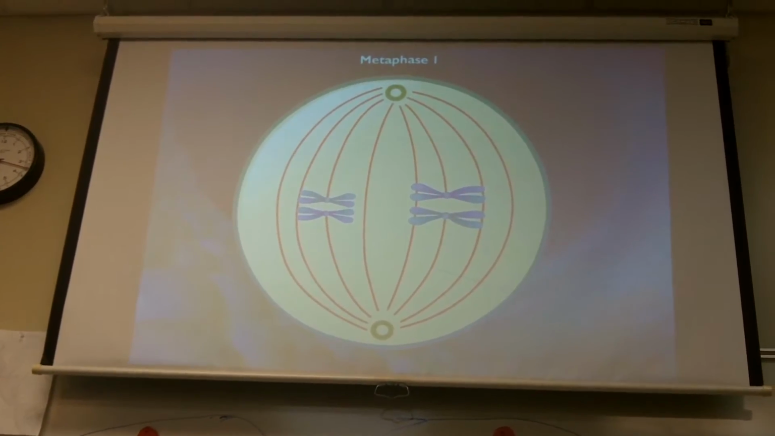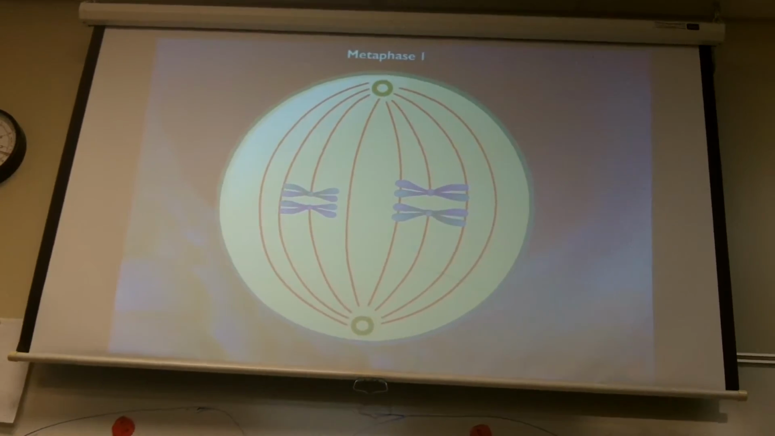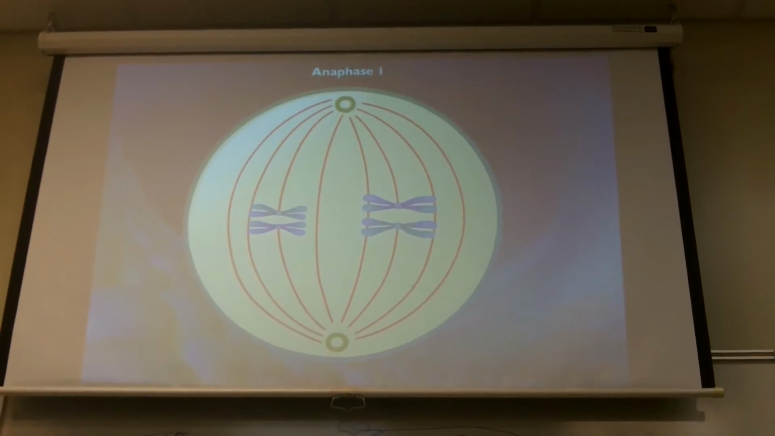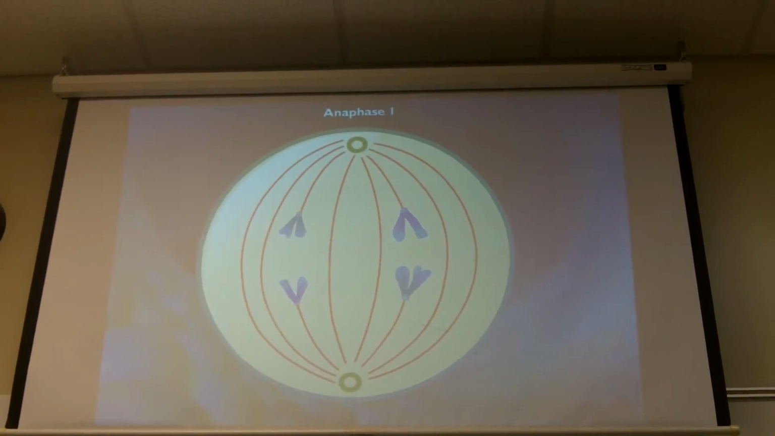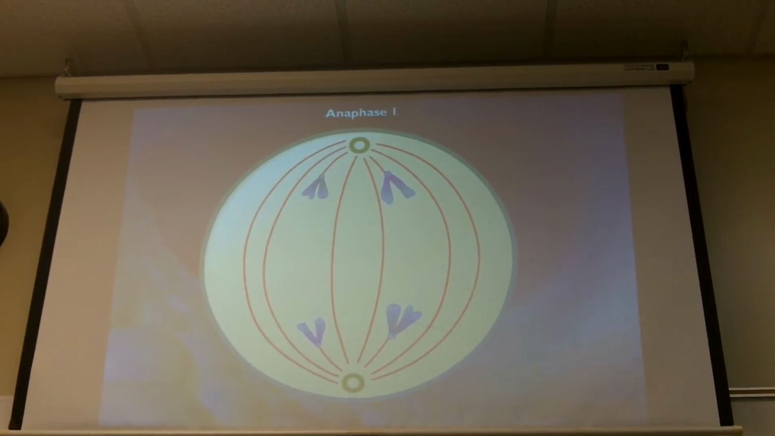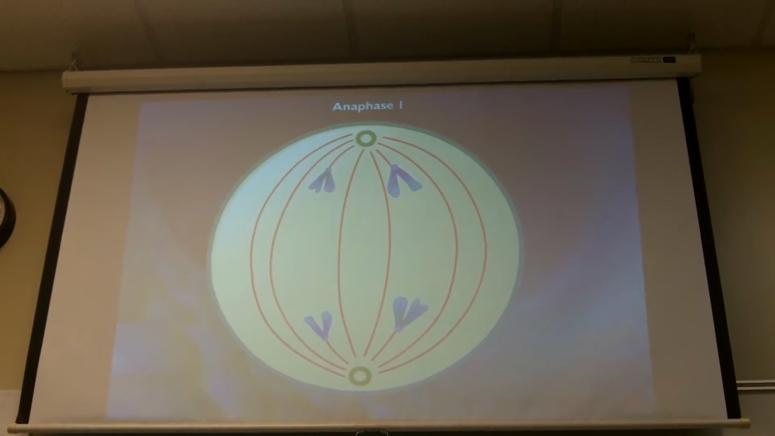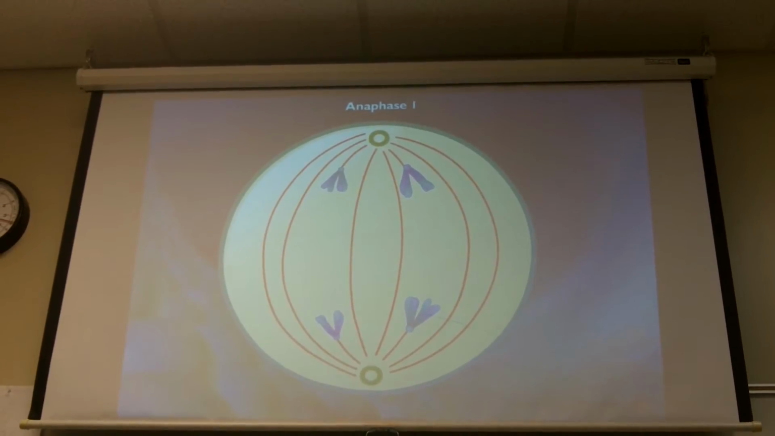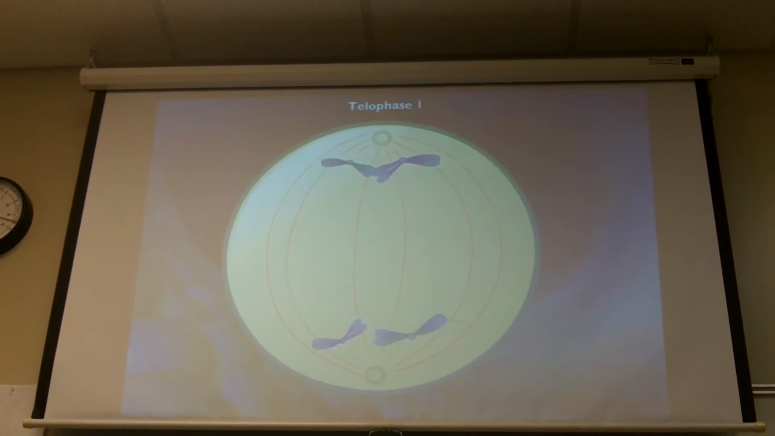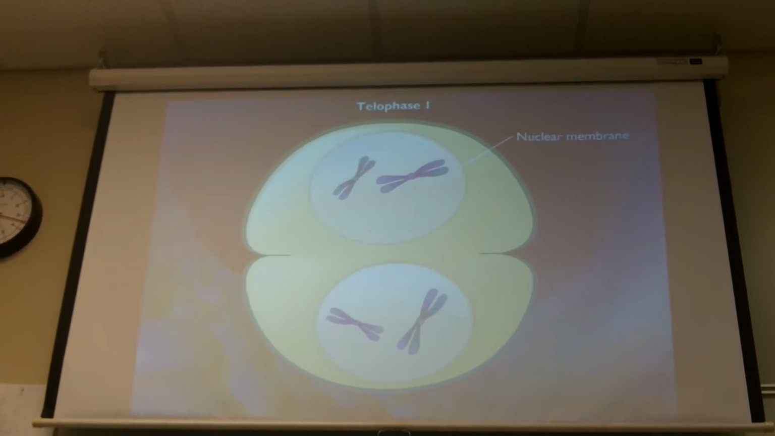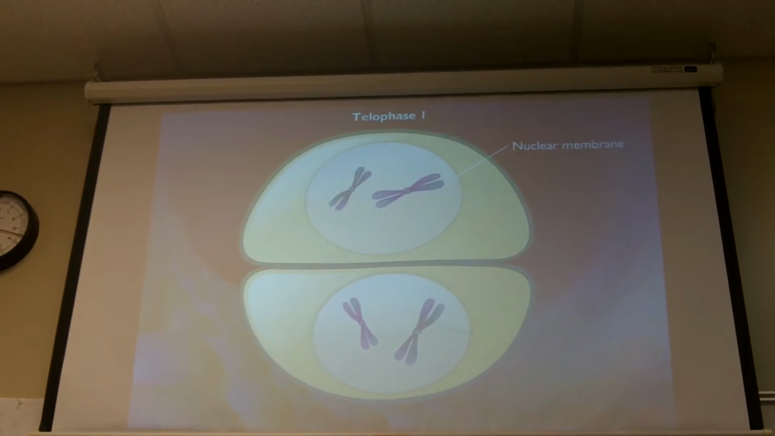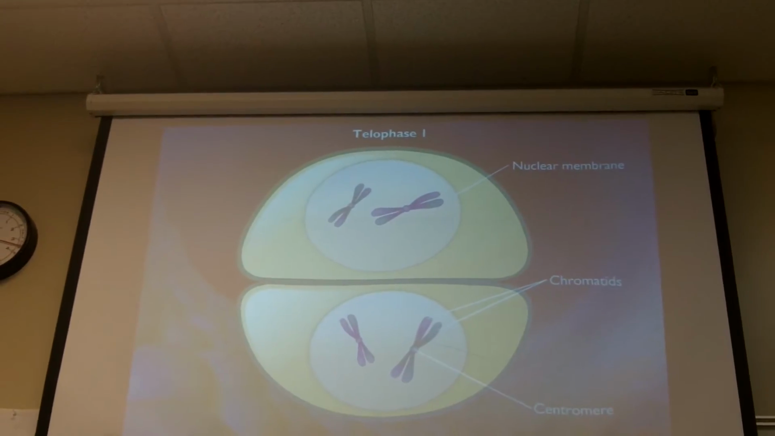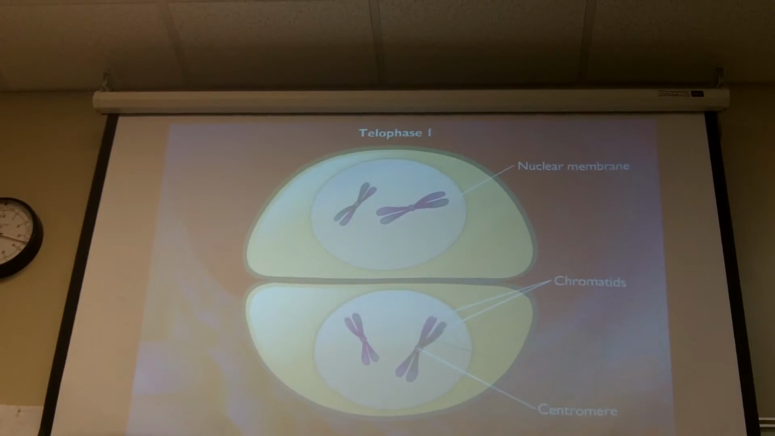Either maternal or paternal homolog may orient toward a given pole. In Anaphase One, the microtubules of the spindle fiber shorten and pull the chromosomes toward the poles, taking both sister chromatids with them. Each pole ends up with a complete haploid set of chromosomes consisting of one member of the homologous pair. During telophase 1, the nuclear membrane reforms around the daughter nuclei. Each daughter nucleus contains two sister chromatids for each chromosome attached to a common centromere. Because of crossing over, the two sister chromatids are not identical.